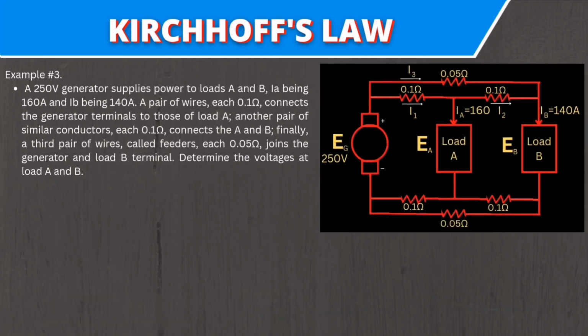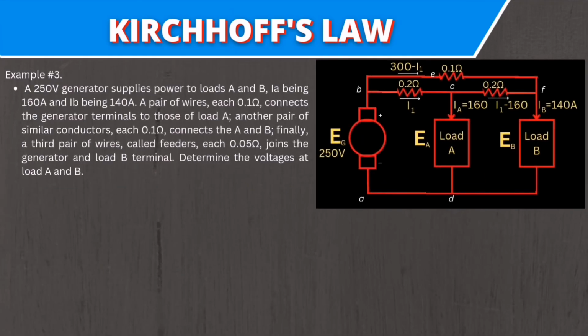Okay, for the last example. A 250-volt generator supplies power to loads A and B. I sub 1 being 160 amperes and I sub 2 being 140 amperes. A pair of wires each 0.1 ohms connect the generator terminals to those of load A. Another pair of similar conductors, each 0.1 ohms, connect the A and B loads. Finally, a third pair of wires, called feeders, each 0.5 ohms, joins the generator and load B terminals. Determine the voltage at load A and B.